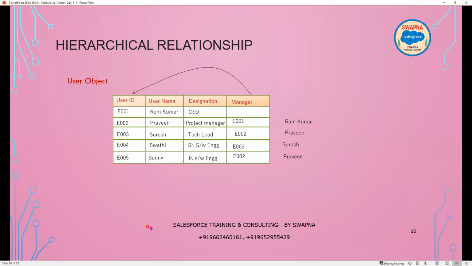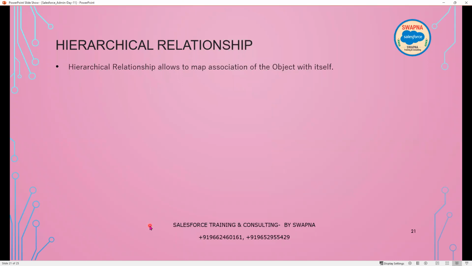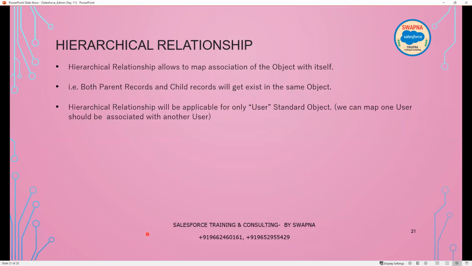Hierarchical relationship allows the association of the object with itself. The same object we can create a relationship, so both parent record and child record exist in the same object. Hierarchical relationship is applicable only for one object, which is a standard object, the user object. We can map one user to another user. Take a note of it.